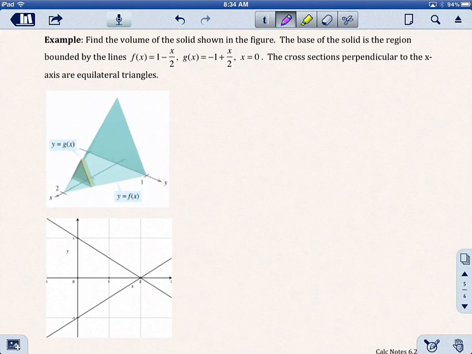Okay, so in our first example it says find the volume of the solid shown in the figure. The base of the solid is the region bound by the lines f of x equals 1 minus x over 2 and g of x, which is negative 1 plus x over 2, and the line x equals 0. The cross sections perpendicular to the x-axis are equilateral triangles.